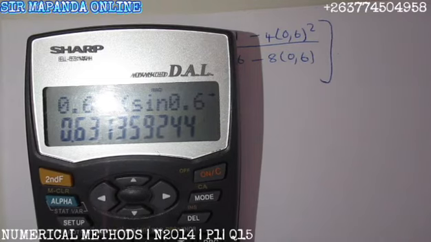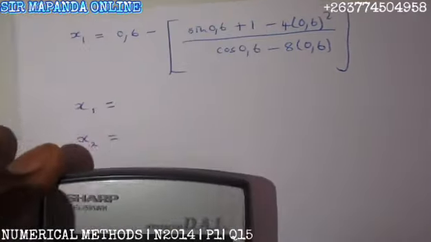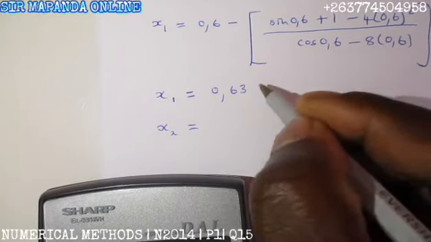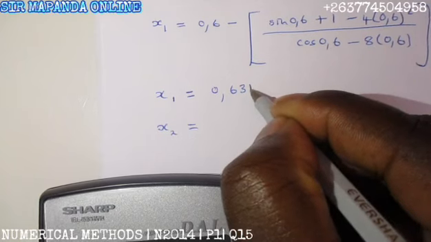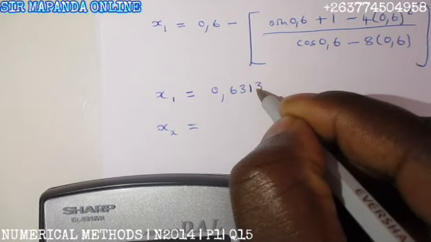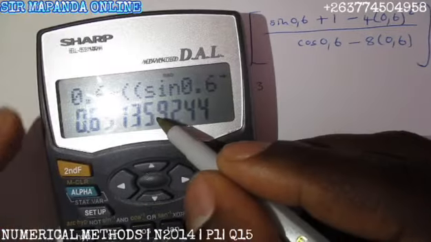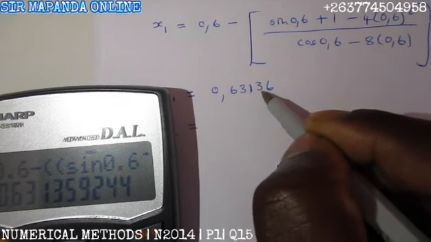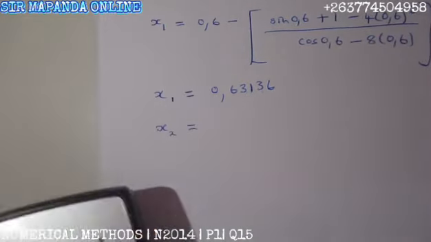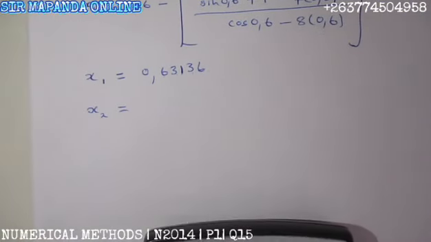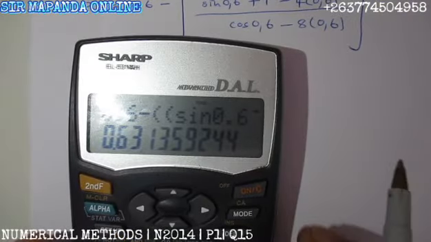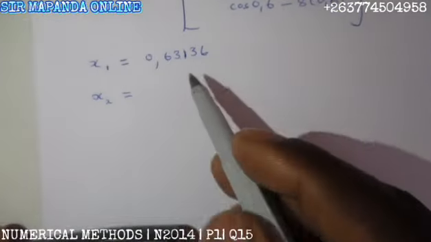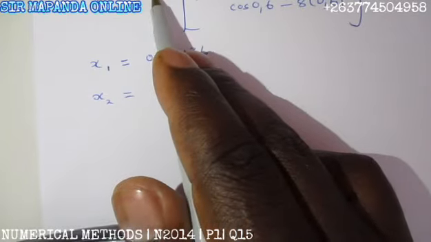So they are saying give your answer to 5 decimal places. You get 0.6313, then if you round this 5 with 9, you get 6. So 0.63136 is x1. So to find x2, you can just use the result on your calculator, then put 31, 36 in front of 6.